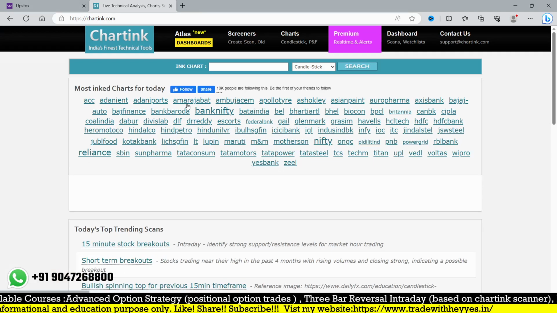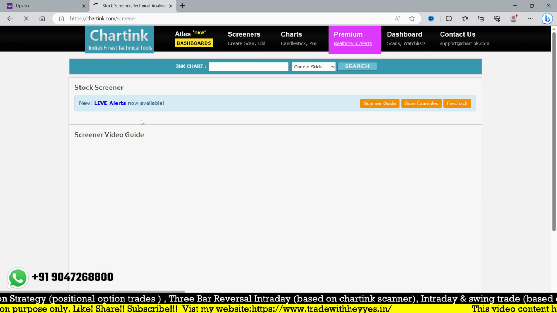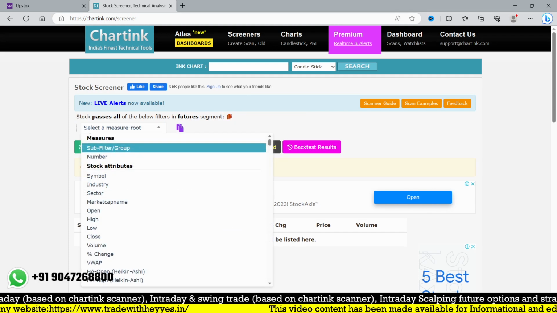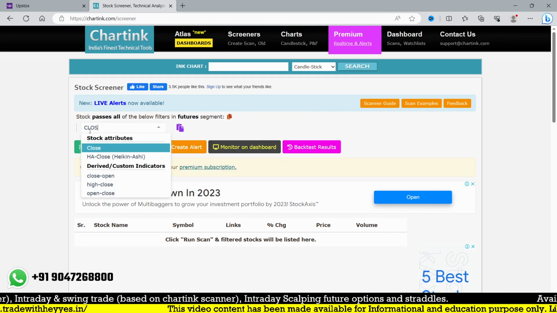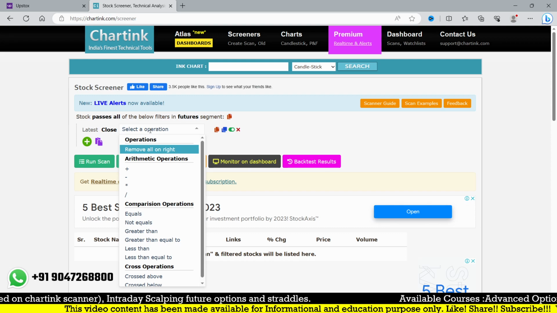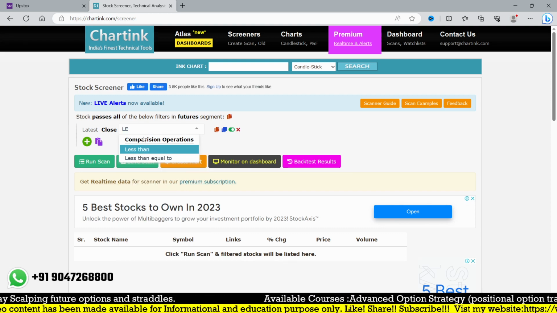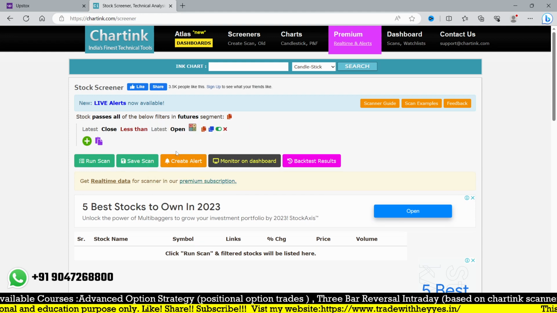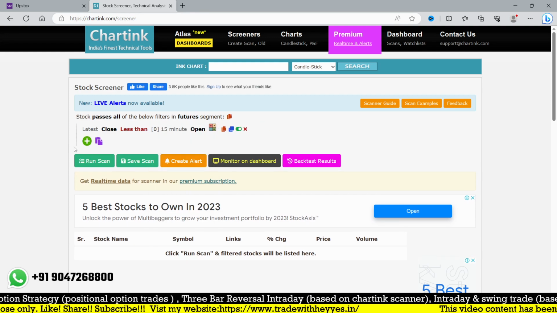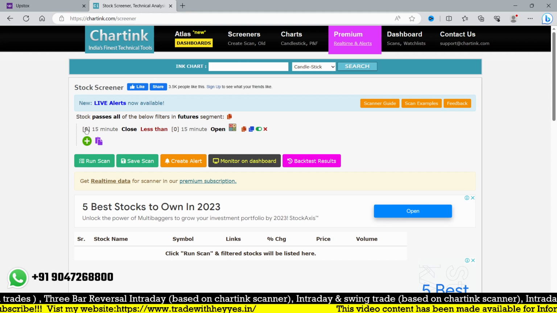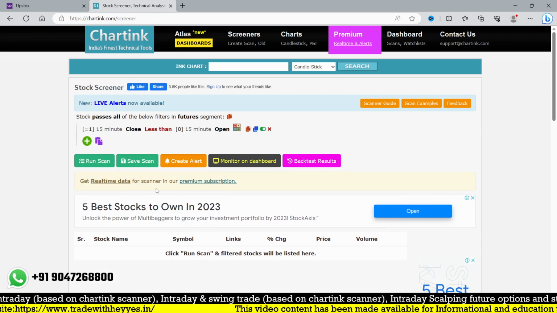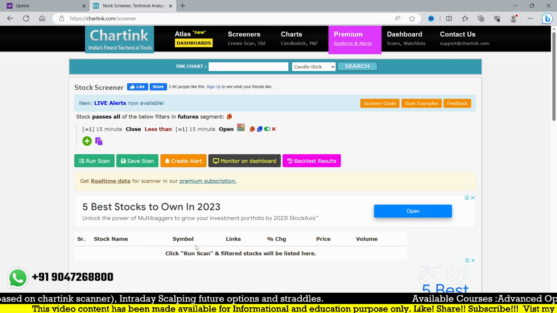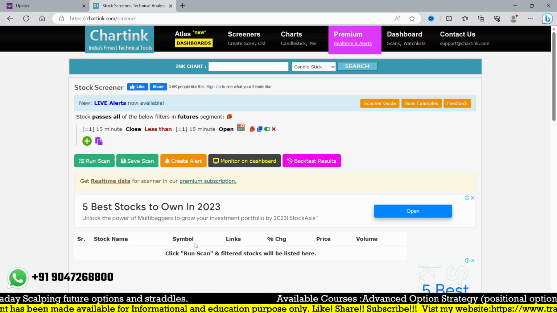Here just go to create the scan, and I'm going to use it for futures and options. In future shares which have options, the close must be less than the open. So simply I'm calling for the red candle. Here I'm calling for a red candle, that should be a 15 minutes candle, and it should be the first candle. Why are we using the equal to candle?